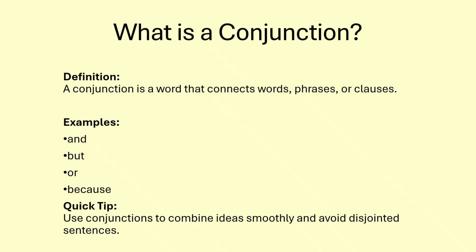So let's start with a conjunction. Think of conjunctions like the glue that holds a part of a sentence together. They can join simple words like apples and oranges, or connect bigger ideas, such as I wanted to go, but it rained. I've got some examples on the screen there of conjunctions: and, but, or, and because. And a quick tip: use conjunctions to combine ideas smoothly and to avoid disjointed sentences. So a conjunction can help the fluency of your writing.